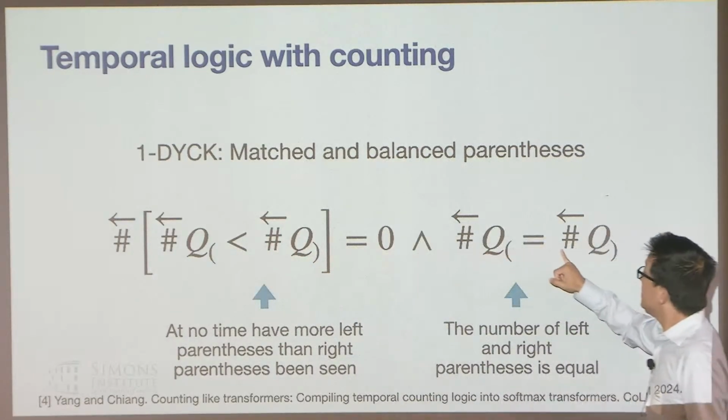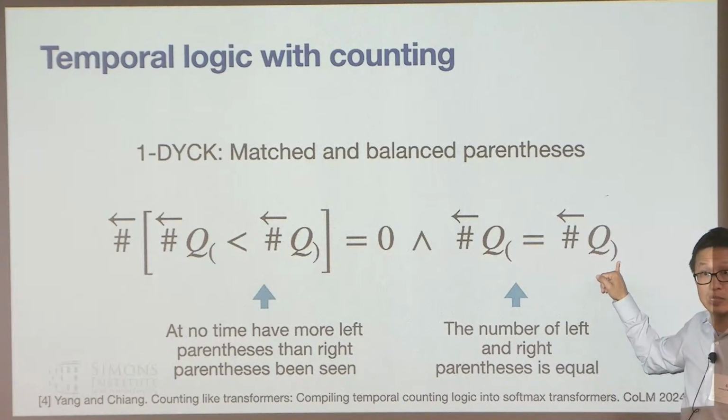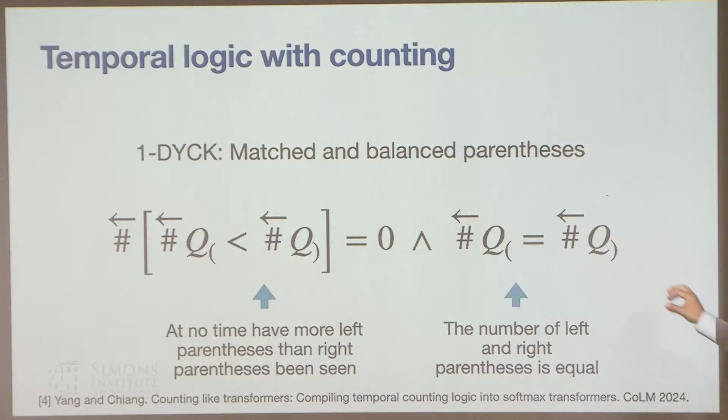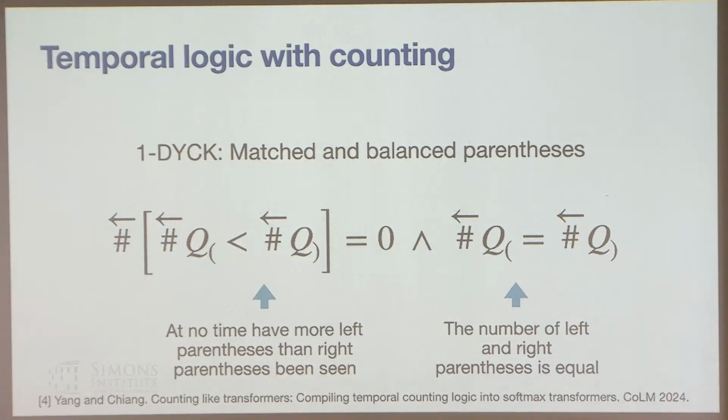Then at the end of the string, we also assert that the number of left parens and the number of right parens is equal. So this is the one-line solution to the Dyck language using this temporal counting logic. It's really important that these counting operators only count to the left, so they count on the prefix of the string. All right, does this make sense?